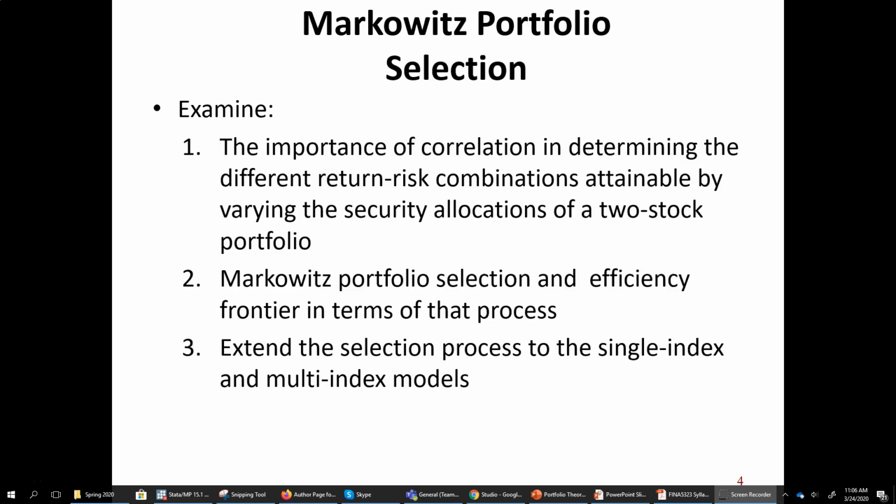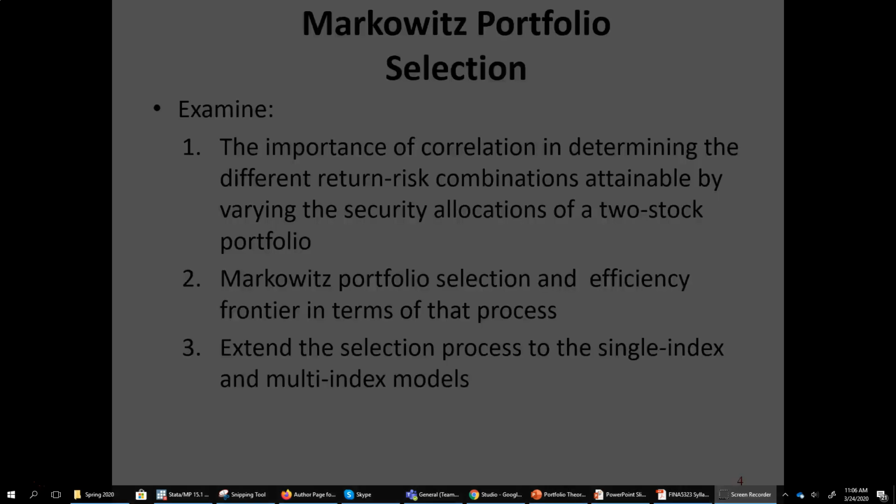In this lecture, we're going to examine three key parts of Markowitz's portfolio selection process. We're going to discuss the importance of correlation in determining the different risk-return combinations in the context of a two-stock portfolio. The second thing we're going to examine is how to take this information from the different risk-return combinations for that two-stock portfolio and select the portfolio. What combinations of the two stocks will give us the most efficient portfolio? And then we're going to extend that concept to larger portfolios, to single index and multiple index models.